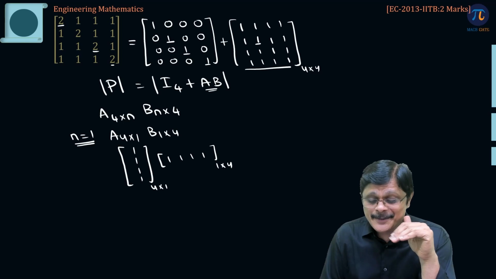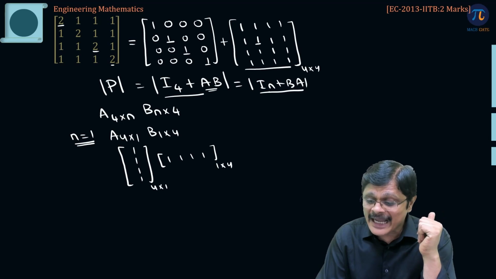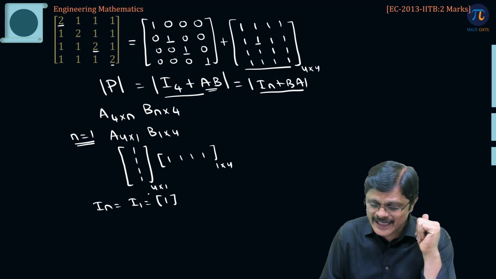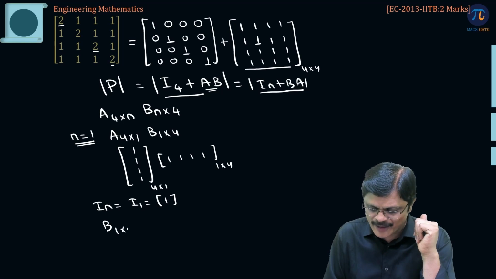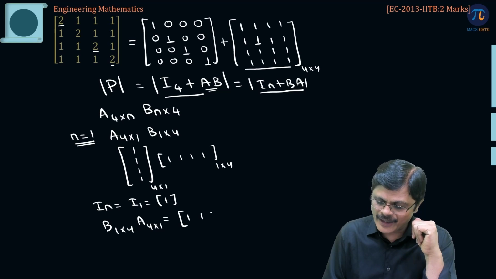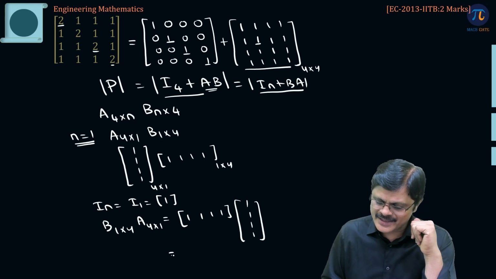Now what he says, this is equal to In plus Ba. This determinant is equal to determinant of In plus Ba. But n is equal to 1 means what is In? It is I1, that is a single element. Now if you consider Ba, what is Ba? Ba is 1 by 4 and A is 4 by 1. It is also a 1 by 1 matrix. It is 1, 1, 1, 1 and it is 1, 1, 1, 1. And what is Ba? It is a single element.